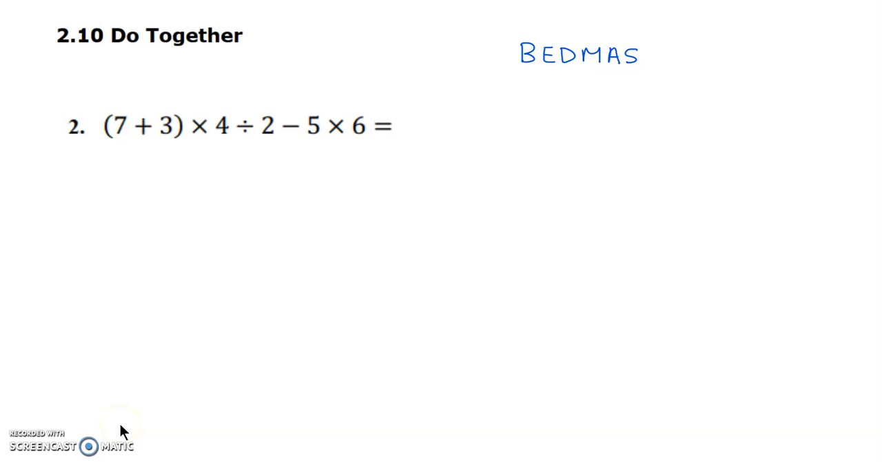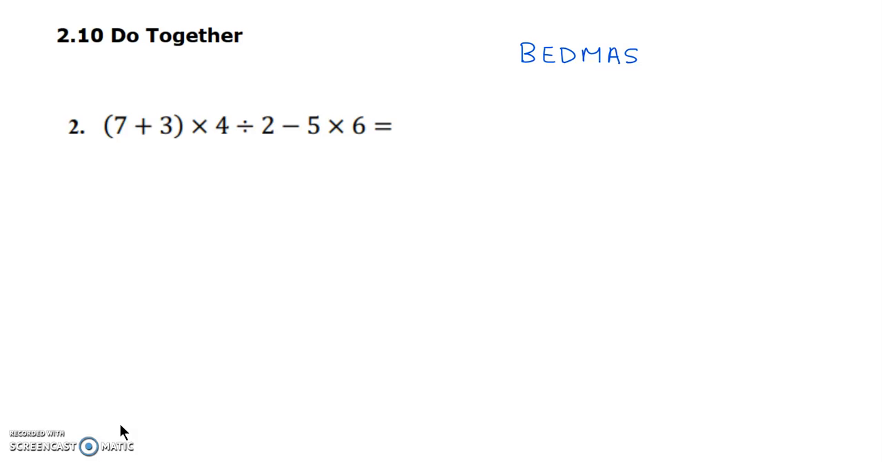Number 2 is a longer order of operations question. The longer they get, the more careful you need to be. Sometimes you can slow down a bit. What I like to do is show all my work underneath so that it looks kind of like a tornado or a funnel by the end. So we have 7 plus 3 in brackets times 4 divided by 2 minus 5 times 6.